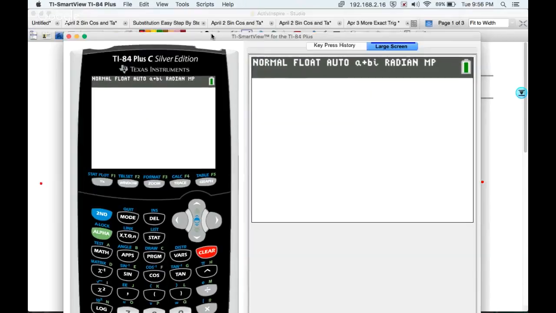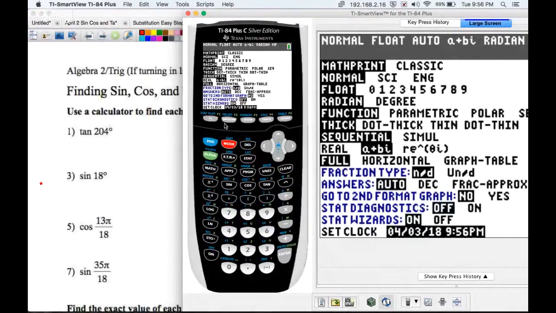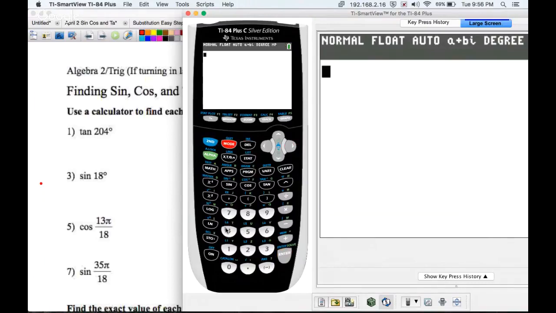If I'm dealing with a problem where the angle is given in the unit of degrees, then I should make sure that my mode is degrees. I do that by pressing mode right there next to your second button, scrolling down to wherever it says radian and degrees and making sure degree is highlighted.